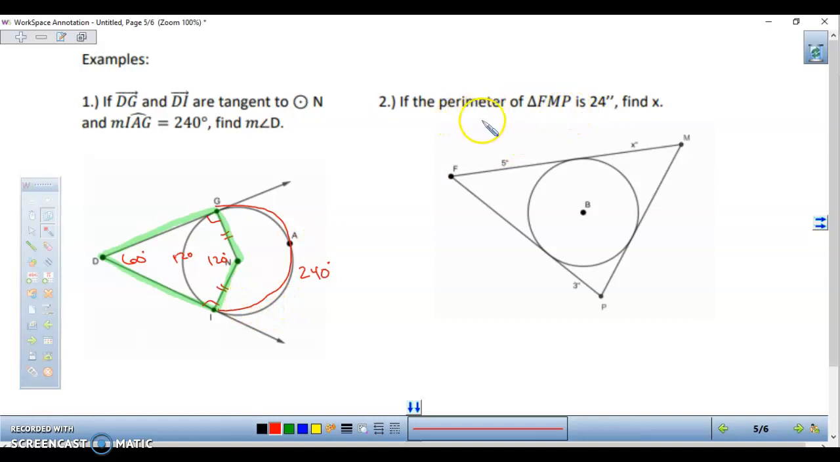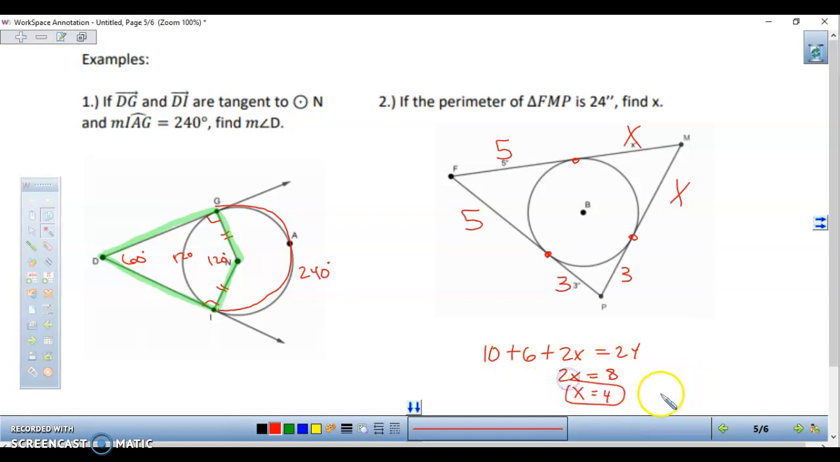All right, over here, if the perimeter of this thing is 24, and I know you can't see these, so that's 5, that's X, that's 3, we're going to solve for X. Perimeter is 24. Now check it out. By the ice cream cone theorem, if this tangent segment's 3, so is this one. If this tangent segment is 5, so is this one. And if this tangent segment is X, so is this one. If the perimeter is 24, I'm just going to add them up. So 10 plus 6 plus 2x equals 24. If I subtract 16 from both sides, 2x is equal to 8. X would be 4. There we have it.